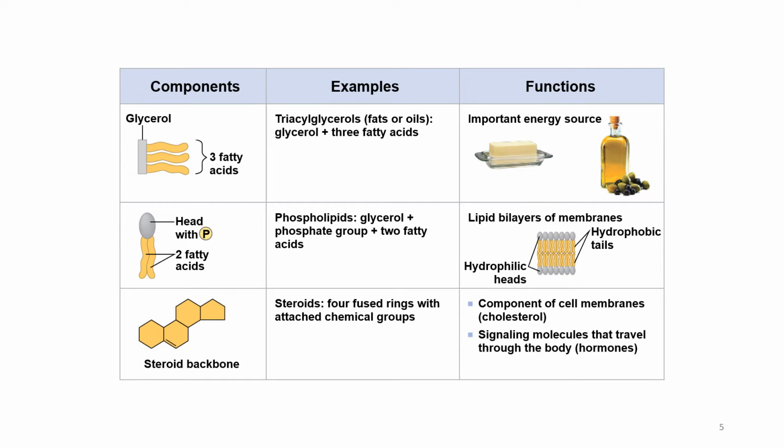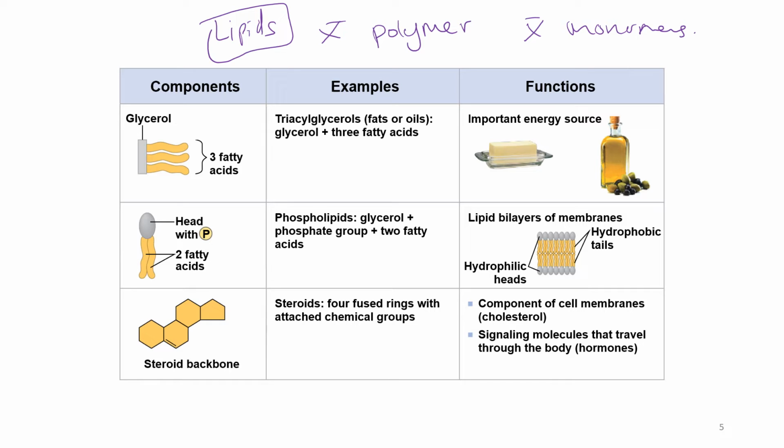The next class of macromolecules are lipids. Remember, lipid is the one molecule that is not a polymer. Lipids are not polymers and they do not have any monomers. There are three types of lipids for your syllabus that we are going to look at.